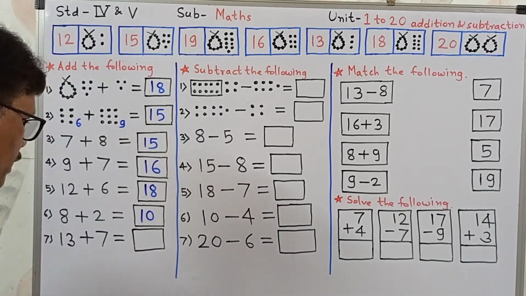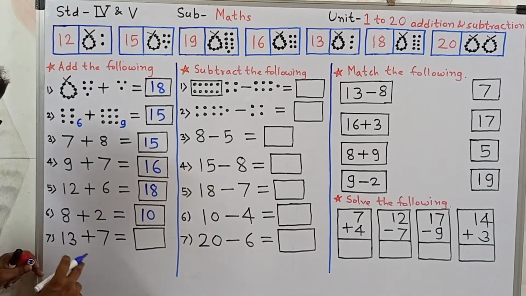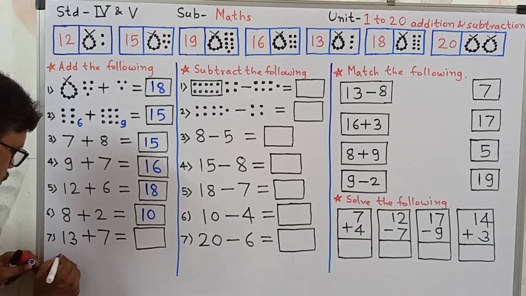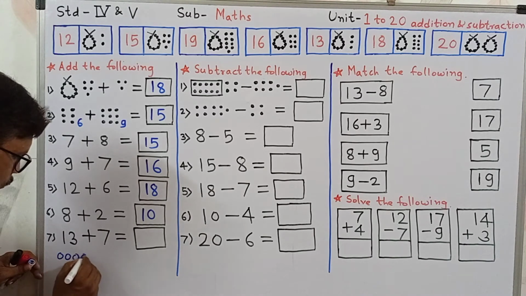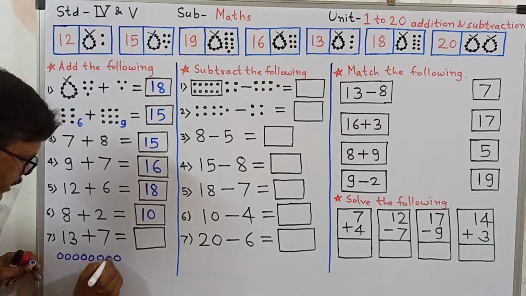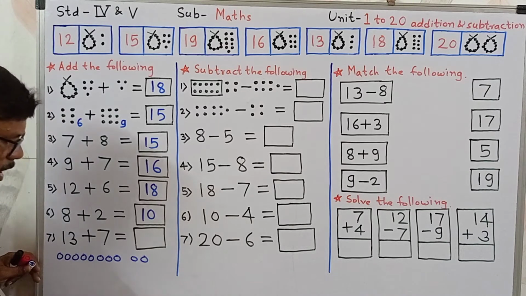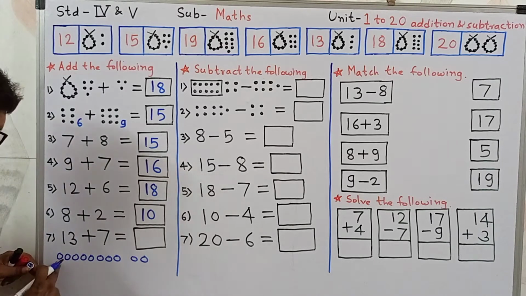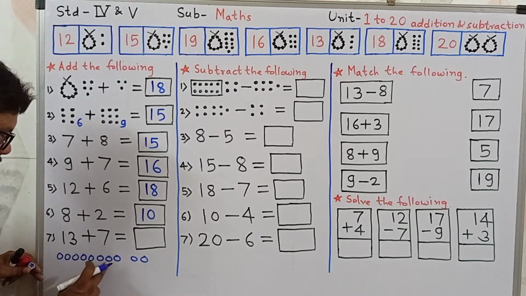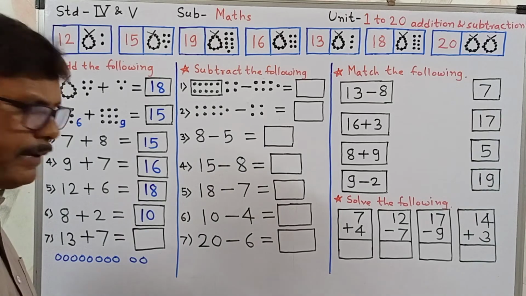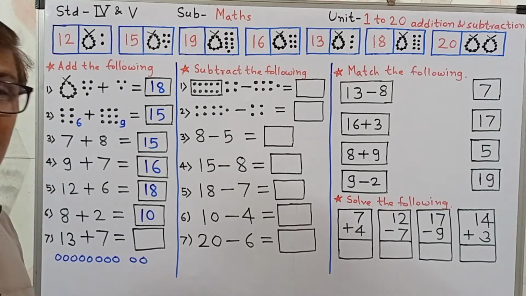Understood? If you draw 8 circles for 8: 1, 2, 3, 4, 5, 6, 7, 8. And 2 circles for 2. How many total circles are there? 1, 2, 3, 4, 5, 6, 7, 8, 9, 10. This is also a good method, but this is not a smart method.